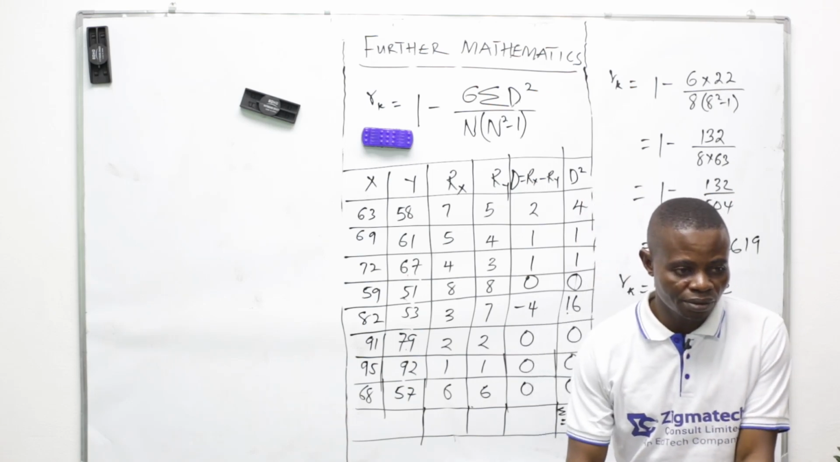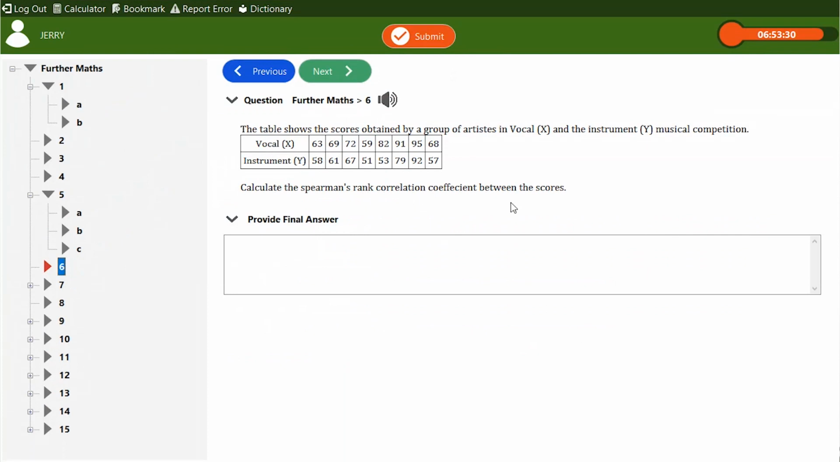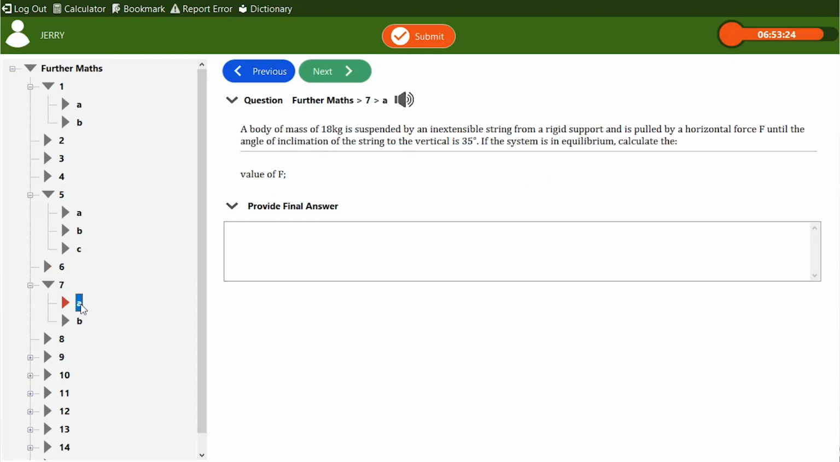Question number 7, a part of it. A body of mass 18 kg is suspended by an inextensible string from a rigid support and is pulled by a horizontal force F until the angle of inclination of the string on the vertical is 35 degrees. If the system is in equilibrium, calculate the value of F.